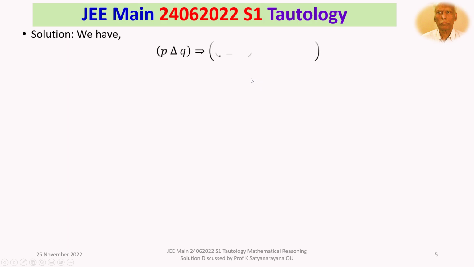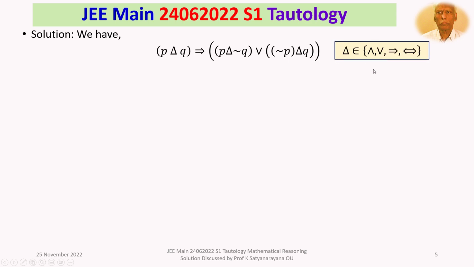We have this given compound statement, where this delta belongs to the set consisting of 4 logical connectives. The first one is conjunction, that is and. Second one is disjunction, that is or. The third one is if then, that is implies. The fourth one is implies and implied by.